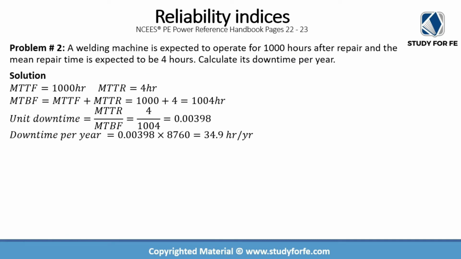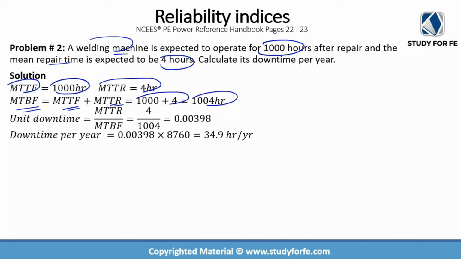So there are a couple of pieces of information that are provided to us in this question. The first one is the MTTF, which is mean time to failure. So after a repair, the welding machine can operate for 1,000 hours. So this is mean time to failure, 1,000 hours, and it takes 4 hours to repair the welding machine. So it means that the MTTR is equal to 4 hours. As we know, mean time between failures is equal to MTTF plus MTTR. So that is 1,000 plus 4, which is 1,004 hours.